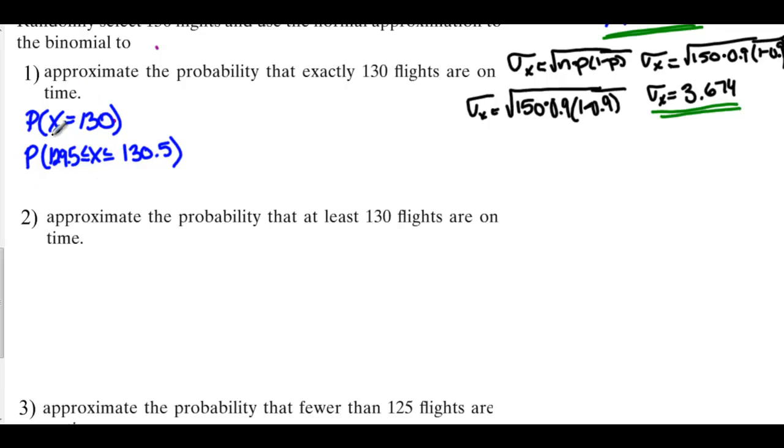All right, so we're to here. So we went from it asking us the probability that exactly 130 flights are on time, so that x equals 130. So we've translated that. We're going to use that x is between 129.5 and 130.5. Because again, equaling 130, that's just a line. We need an area. So we're going to have a width of 1 by going 0.5 above and 0.5 below.